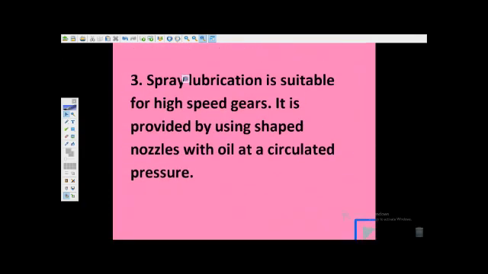We also have spray lubrication, and this is suitable for high-speed gears. It is provided by using shaped nozzles with oil at a circulated pressure.